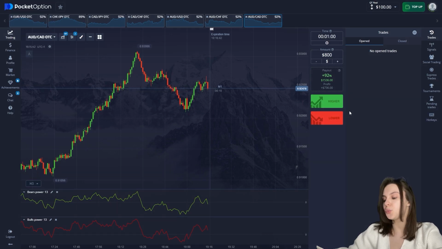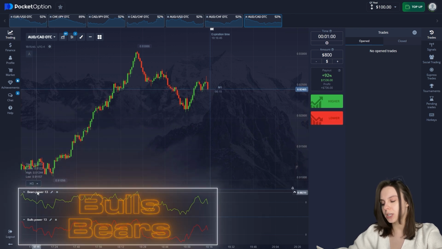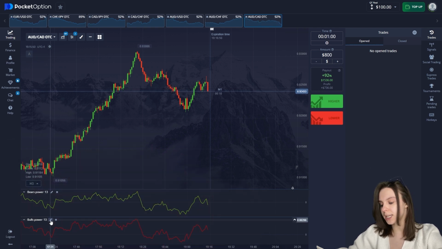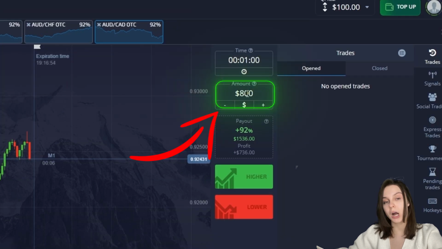Here, dear traders, we are already on Pocket Option. Here the same indicators are just separated, so it's more convenient. This is Bears and accordingly Bulls Power. Let's check the trade settings as always. The transaction amount is $100.